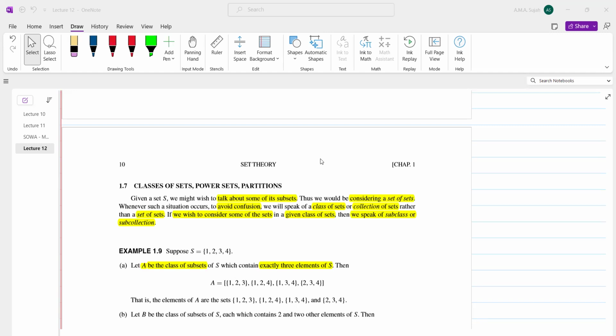Okay, the next topic: classes of sets, power sets, and partitions. These are the three things we are planning to discuss next. We will discuss them one by one. First, we will look at what is a class of sets.